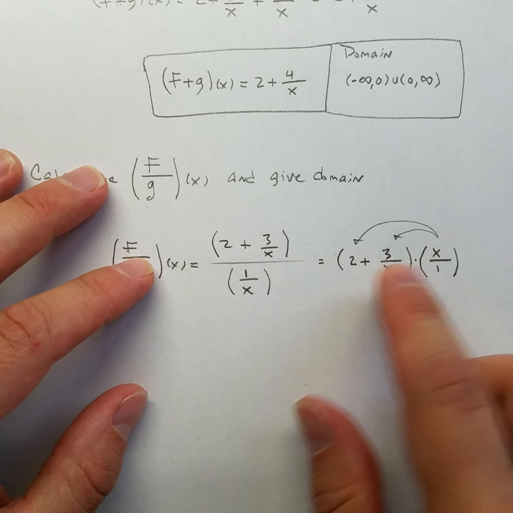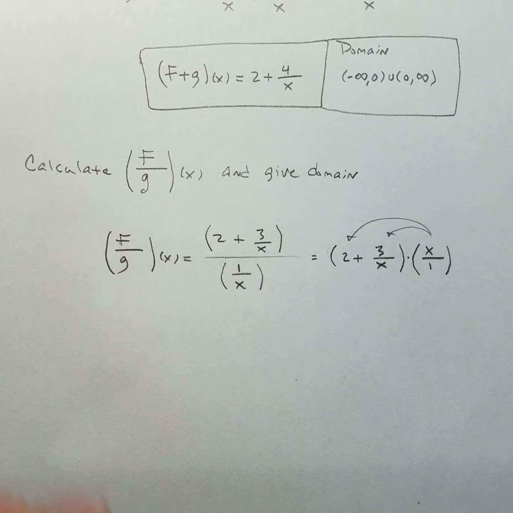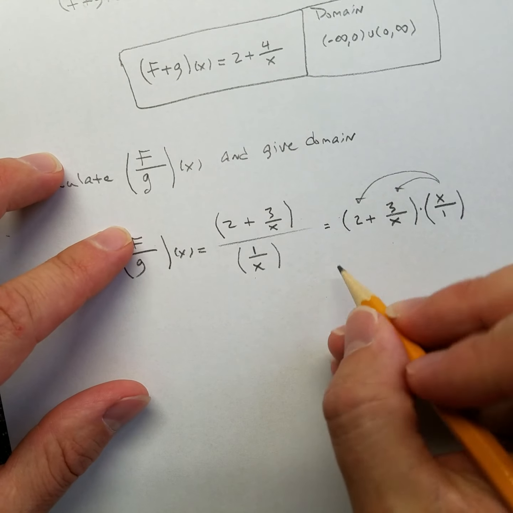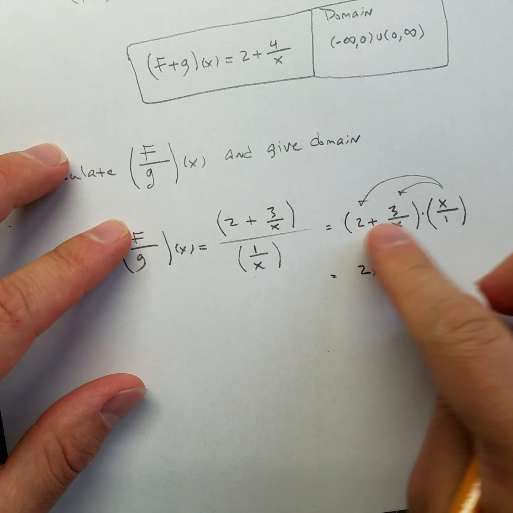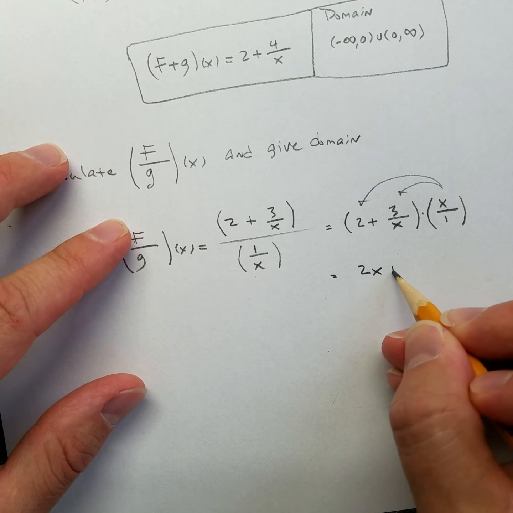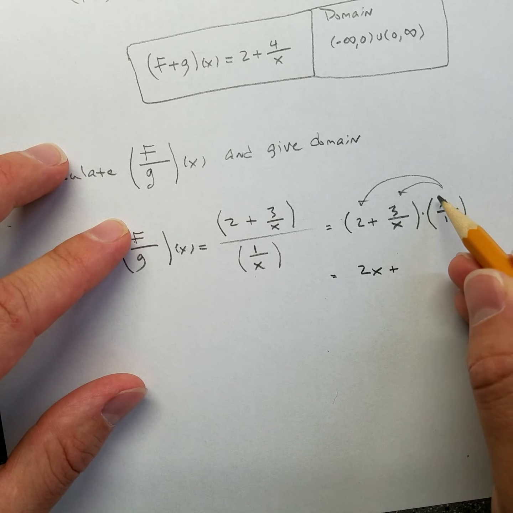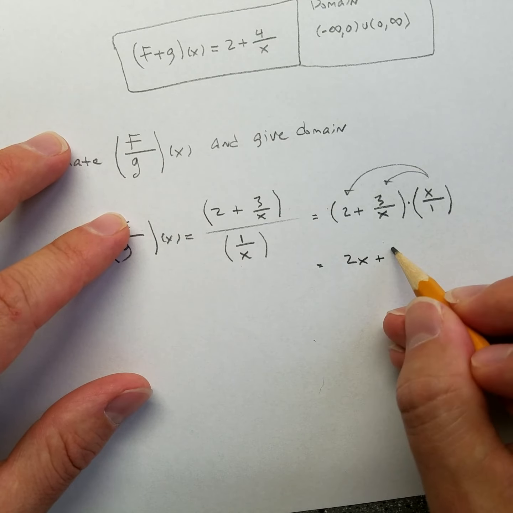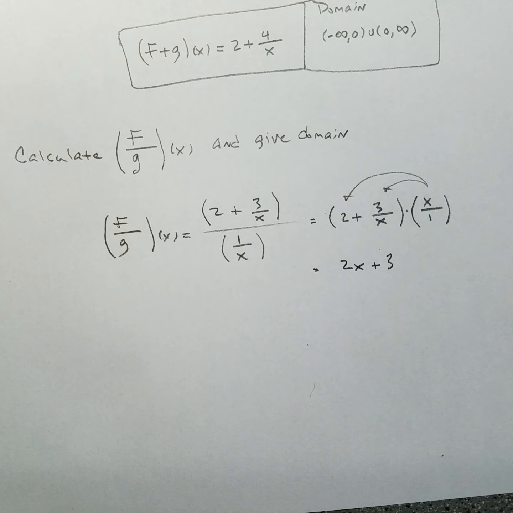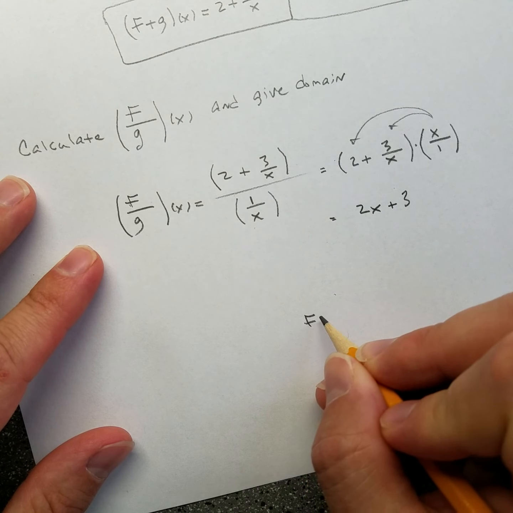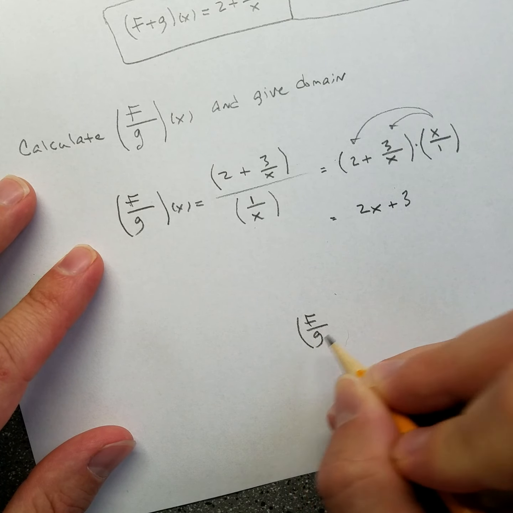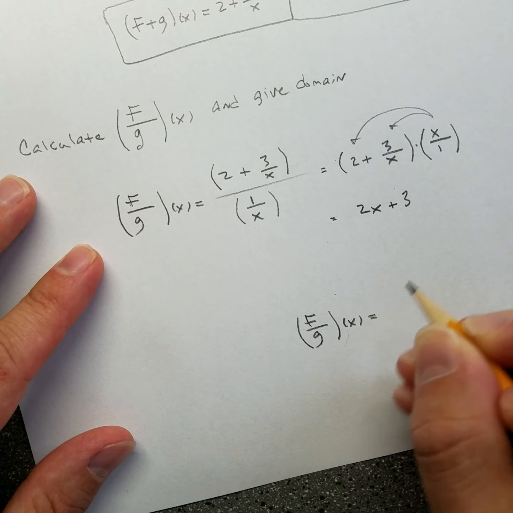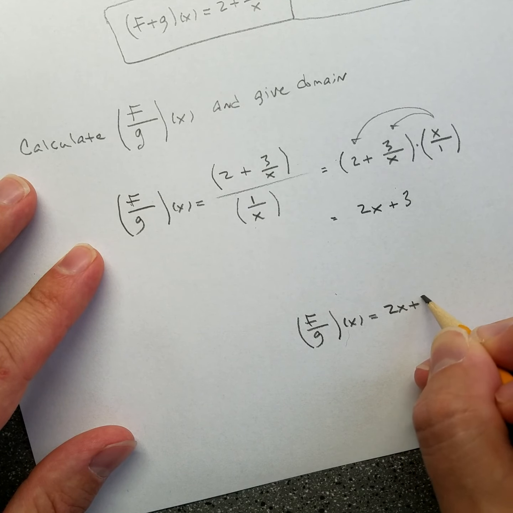Do you really need the 1? I wrote it just to be consistent in how I'm doing this, but it's just really an x. So wouldn't it be 2x, 2 times x, then plus, what's 3 over x times x? Well, in that case, the x's would cancel, and 1 on top, 1 on bottom, we get 3 over 1. So that's just going to be 3. Okay, so 2x plus 3. All right, now let's give our answer. Okay, f over g is 2x plus 3.